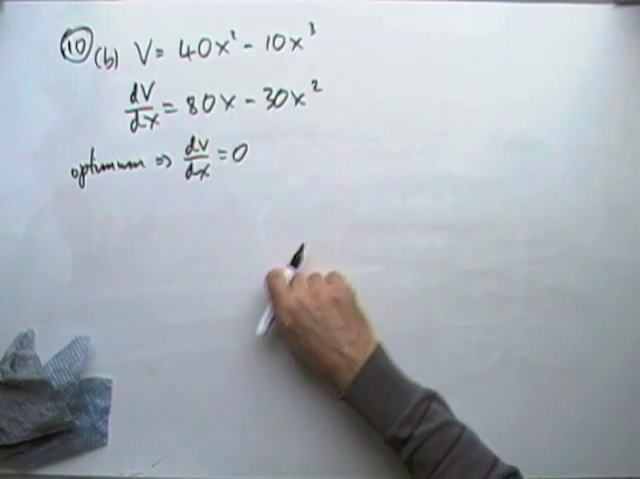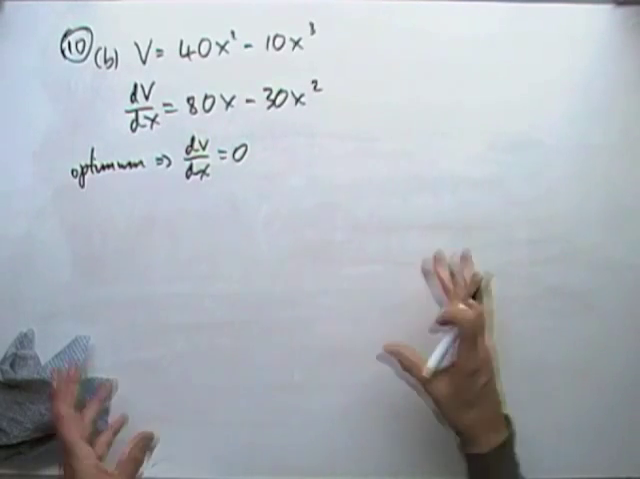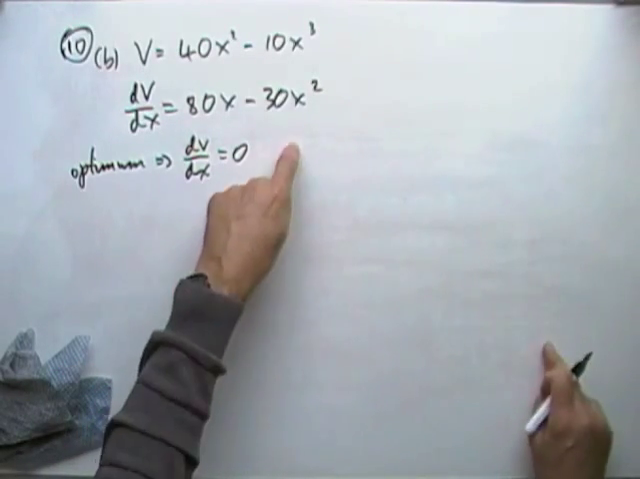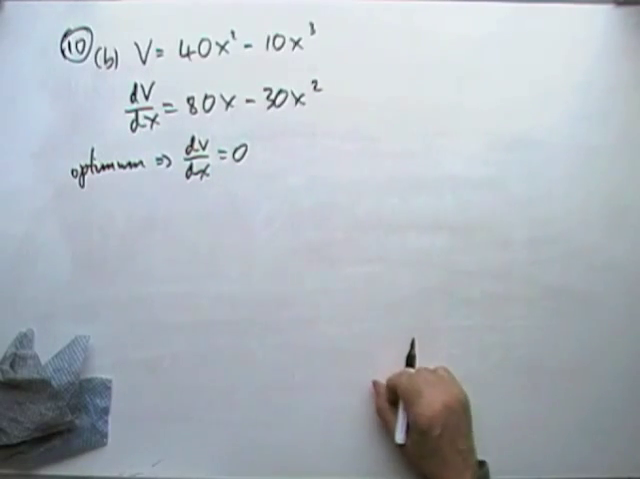Because otherwise it's just going to be increasing forever or decreasing forever. And the only optimums, the only greatest and least values would happen at the extremes, at the ends of any interval, if there was a restricted interval.